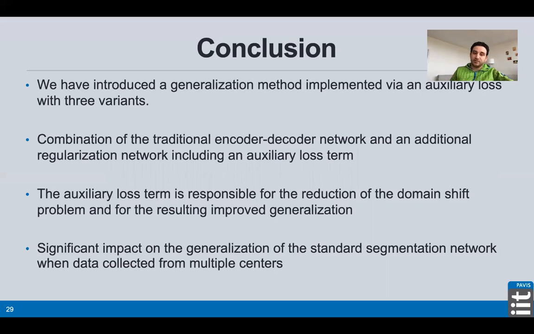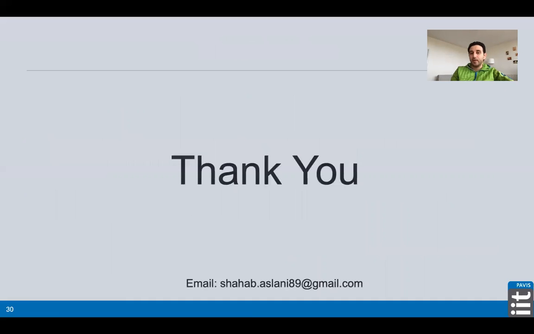And as you see in the result, we have a significant improvement with respect to the segmentation performance if we add this additional auxiliary loss function with this additional network to our traditional segmentation model.